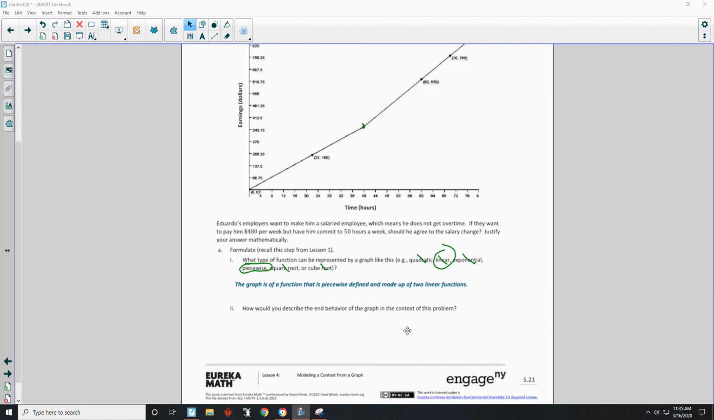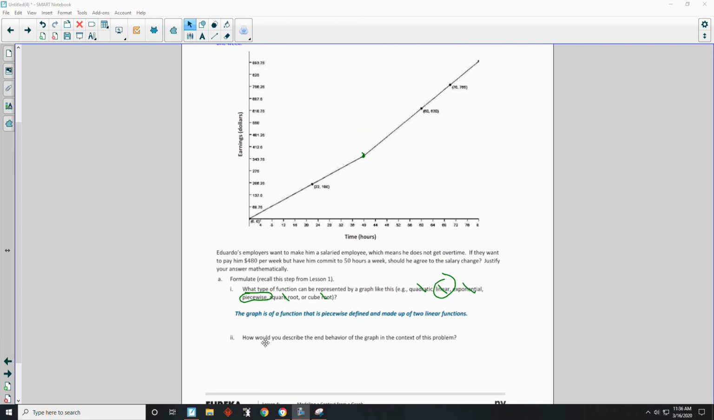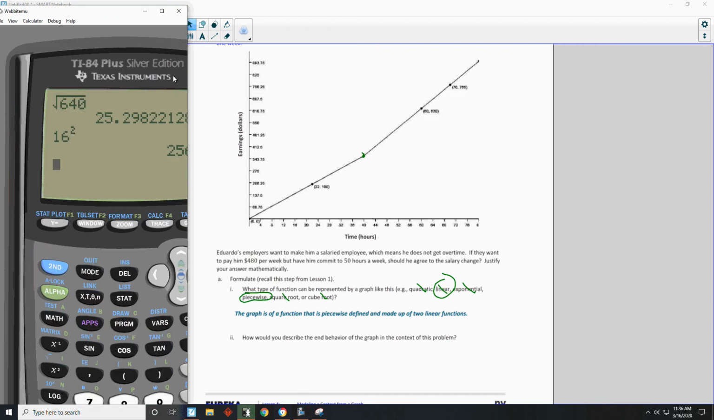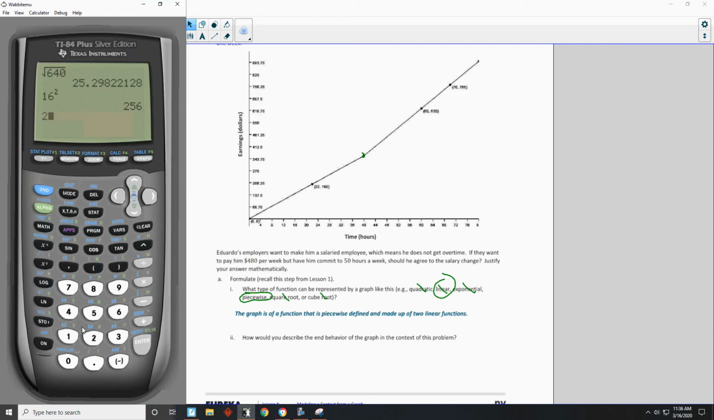How would you describe the end behavior of the graph in the context of this problem? Okay, so there are limitations to work, obviously. If we're talking about time in hours, there's only so many hours per week, so this does not go to infinity. There are 24 hours in a day, and 24 times 7 days a week. There are only 168 hours in a week, so I can't go to infinity.